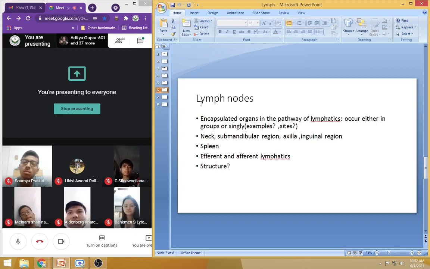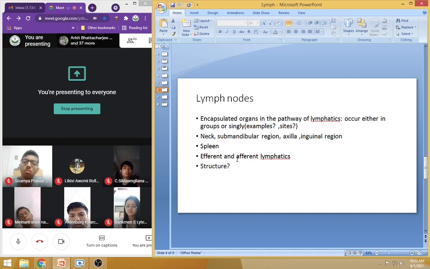Then the spleen is also a lymph node, actually the biggest lymph node, where these are again filtered. So in chronic malaria, in Kala-Azar, you will see the spleen is huge. And it's so huge that the blood supply is compromised and they have to remove the spleen, which again leaves a patient vulnerable for other infections.